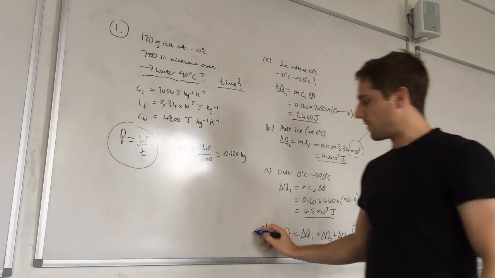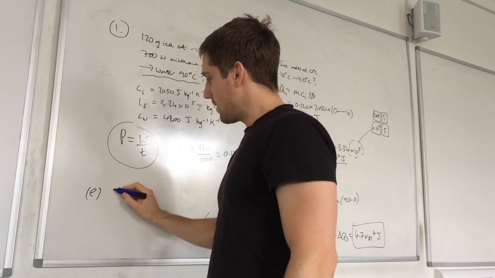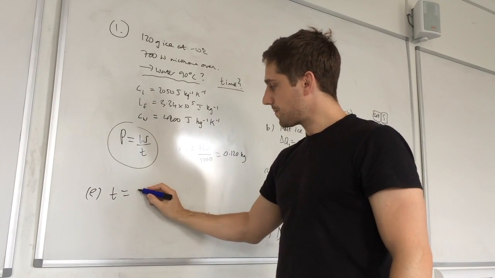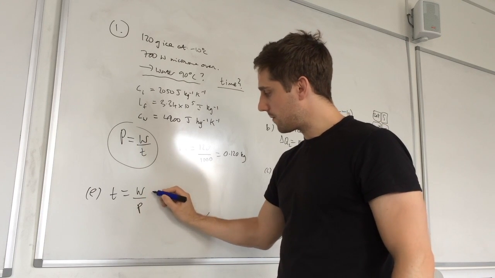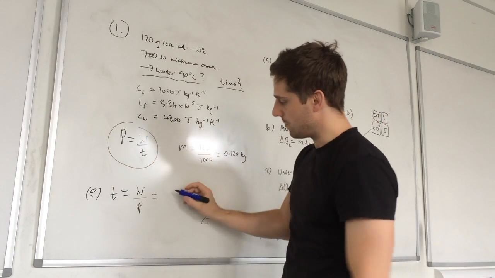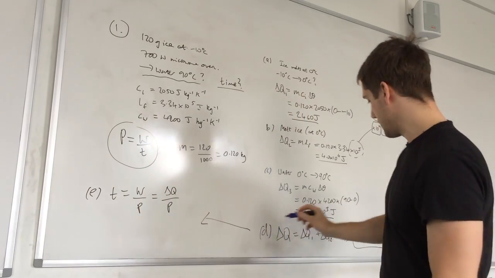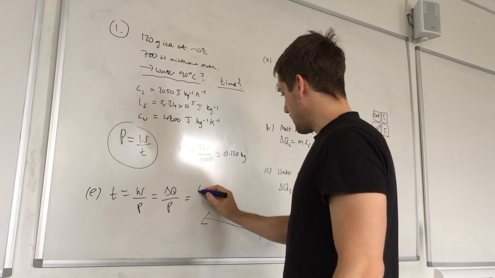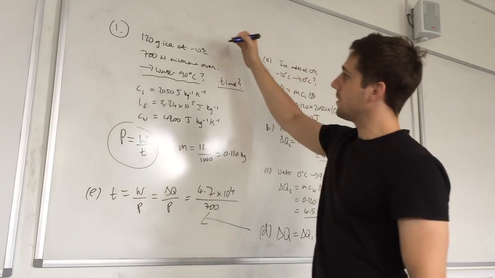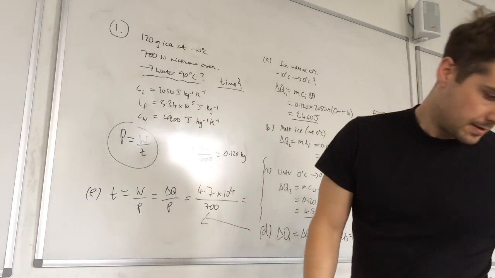Last thing to do, which I'm going to do over here, is work out how long it takes. That's part E. The time is equal to the total amount of energy required divided by P. Now the W value is equal to delta Q. So delta Q over P. So we do our 4.7 times 10 to the 4 all over the power rating of the microwave oven, 700 watts. And for that, we get 67 seconds.